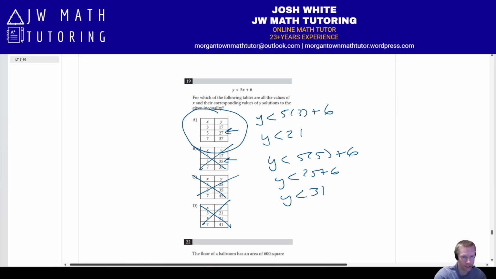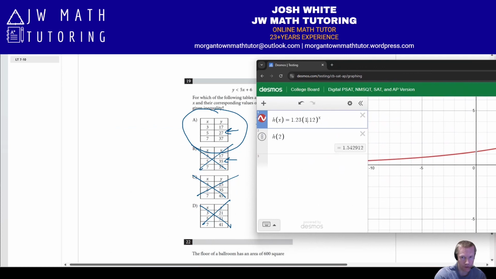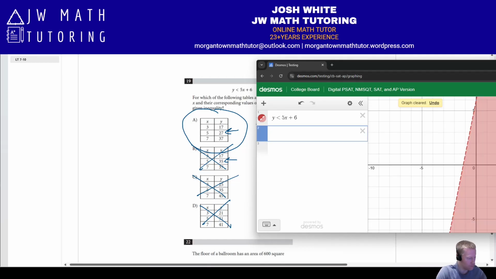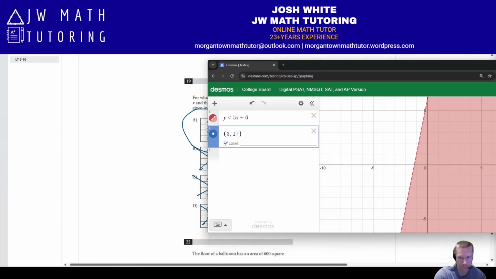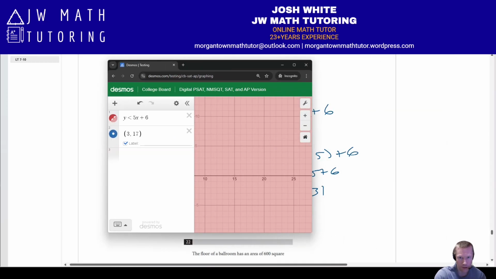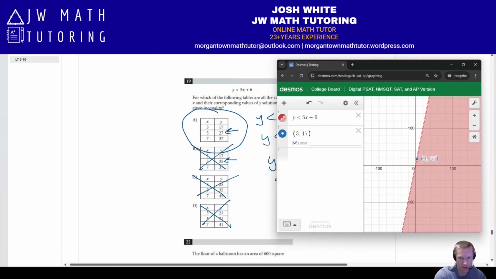However, you could easily solve this in Desmos as well. So let's just get rid of this. Let's type inequality and let's basically start with some points. All right, so first I'm going to move this over, zoom out.